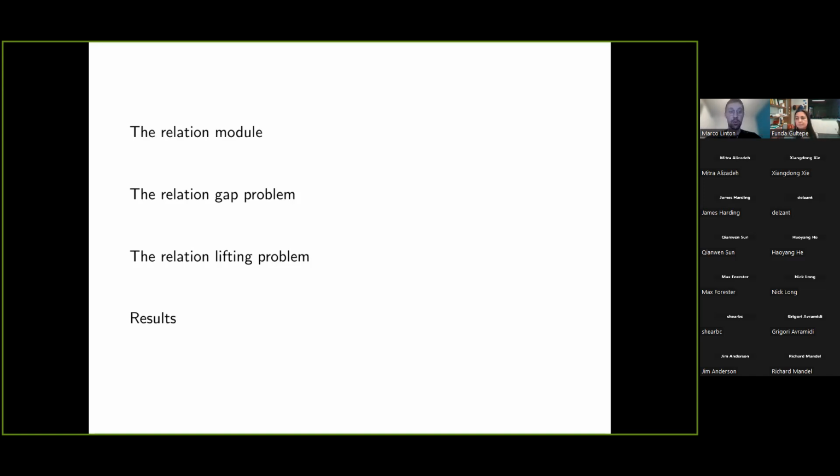Then I'm going to talk about the relation gap problem, say what it is, and give some motivation, background and history. I'll do the same for the relation lifting problem. And then at the end, I'll go over results, known results due to other people, and then some new results, which should be on the arXiv very soon.